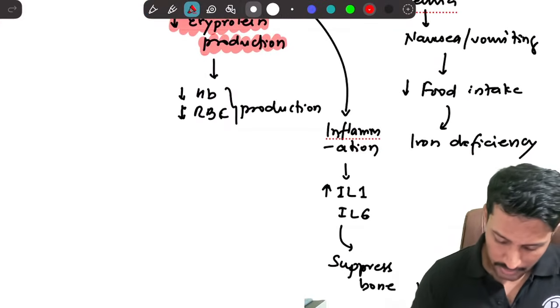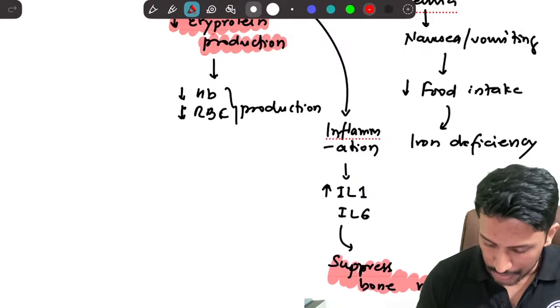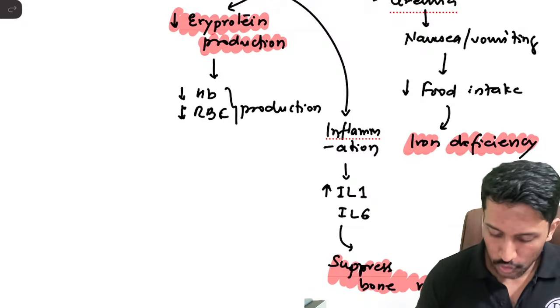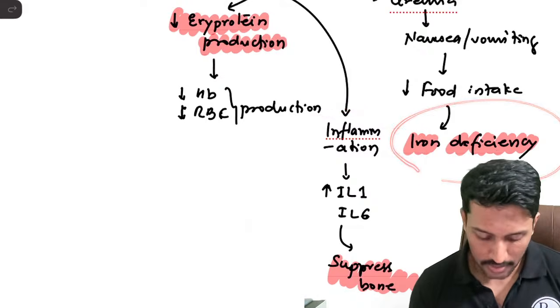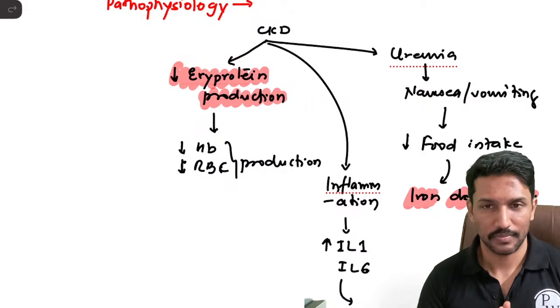But when it comes to treatment, what all can I do to help the patient? I can correct this iron deficiency. Probably I can't do much about the systemic inflammation that happens as part of CKD, but this iron deficiency can be corrected and erythropoietin can be supplemented, right?